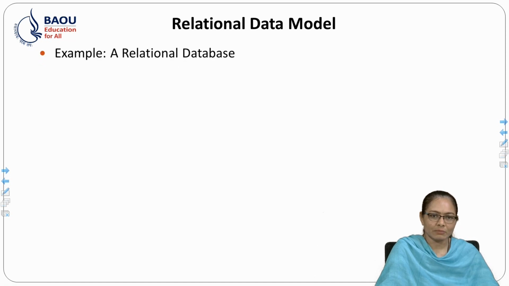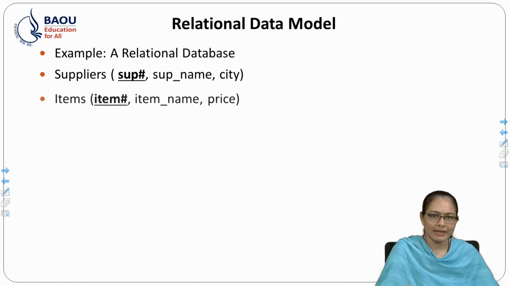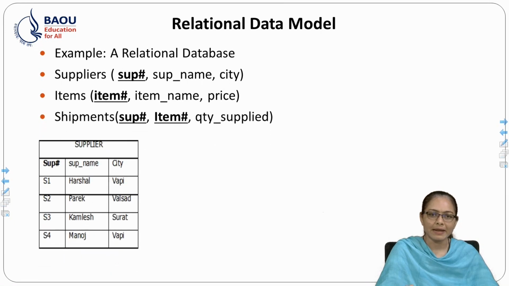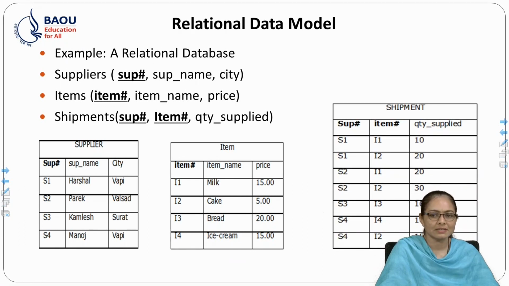Now, in the relational data model, here we give one example. There are three tables: supplier, item and shipment. The supplier table has some attributes like supplier number, supplier name and city. The item table has attributes: item number, item name and price. Now the third relation is shipment. The shipment relation has supplier number, item number and quantity supplied.